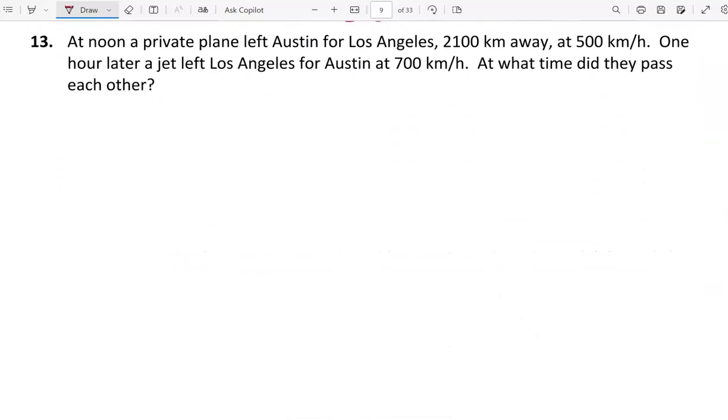In 13, at noon, a private plane left Austin for Los Angeles at 500 kilometers per hour. 1 hour later, a jet left Los Angeles for Austin at 700. At what time did they pass each other in the sky?